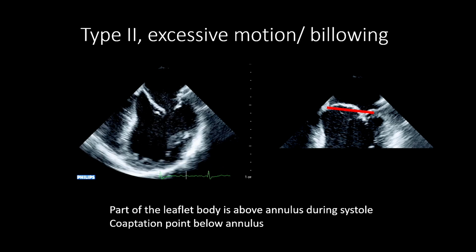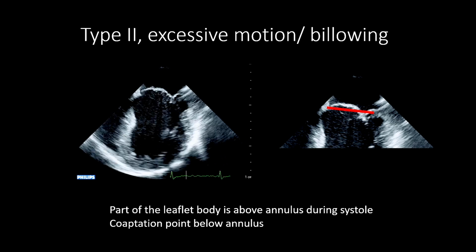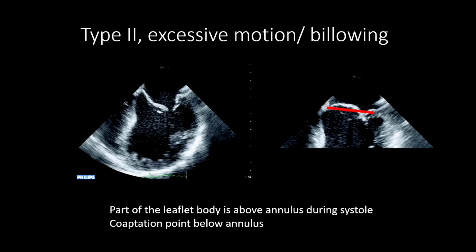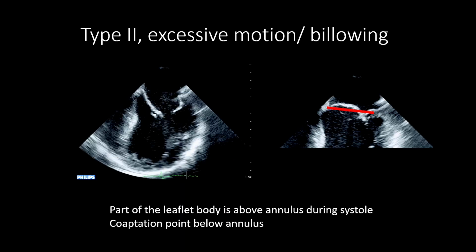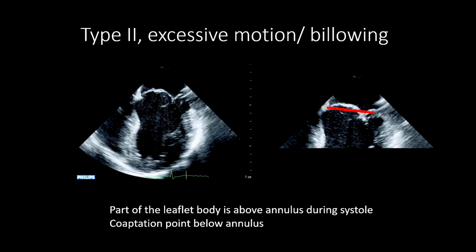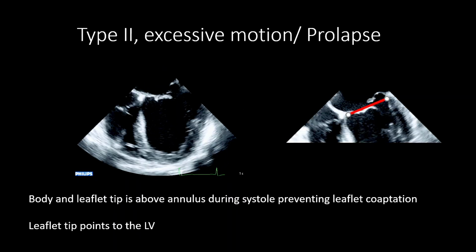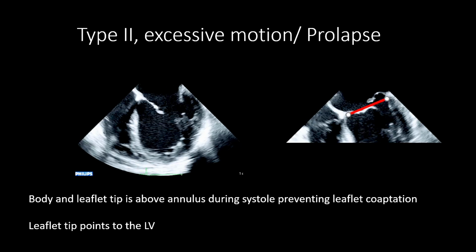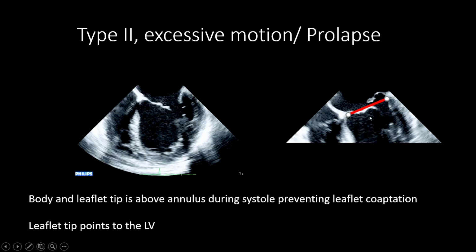So in billowing, part of the leaflet body is above the annulus. As you can see, the red is the annulus. The body of the leaflet is above the annulus, but the coaptation point is below the annulus. So that is your billowing. Now in prolapse, the body and the leaflet tip, both of them are above the annulus during systole, which prevents leaflet coaptation, and the leaflet tip still points towards the LV. You can see here the leaflet tip is pointing towards the LV.